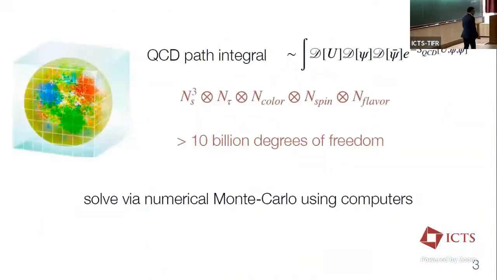If I take such a discretization, then typically the number of degrees of freedom will be this box size, NS cubed times N tau times color, spin, flavor, and whatnot. So in any typical modern-day calculation, that means I have something like 10 billion degrees of freedom. And integrating over these degrees of freedom, I want to compute the QCD path integral. Obviously that's not doable by one person, and that's why we need to evaluate this numerically with Monte Carlo methods.